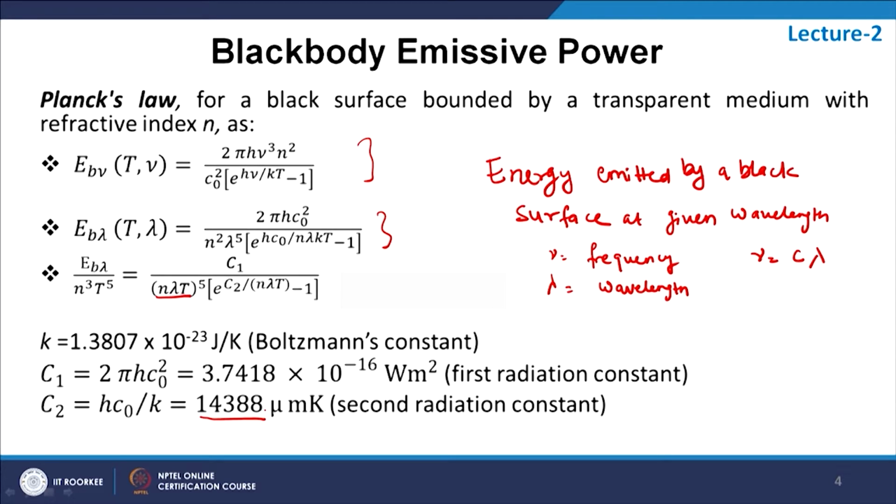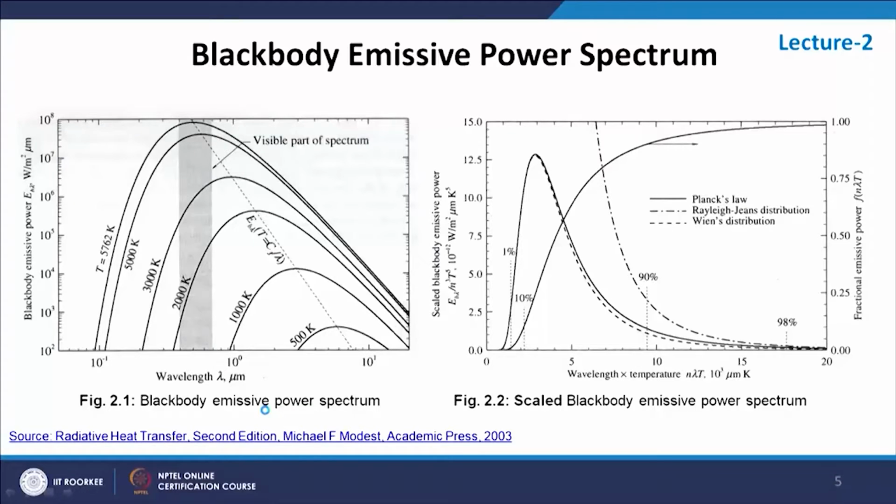It is called the second radiation constant. So, there is quite an advantage of non-dimensionalizing the black body emissive power. Now, we will see how this black body emissive power varies with the spectrum, with the wavelength. On this slide you see two curves.